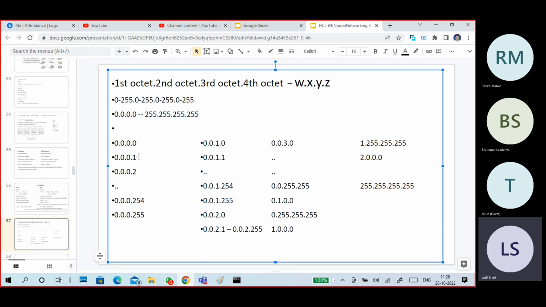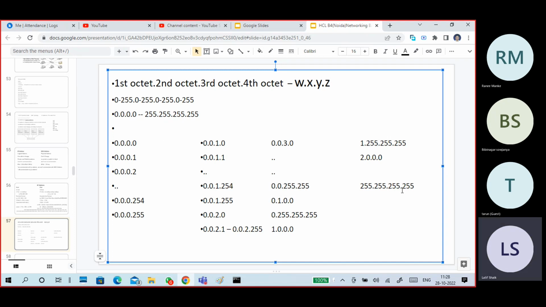You reach 254, 255, then 1.0, 1.1, 1.2, 1.3, up to 1.254, 1.255, and 2.0. Then 2.1, 2.2, 2.3, up to 2.254 and 2.255, then 3.0. It goes on like that up to 255.255, then 1.0.0.0, then 0.1.0.0, and again 0.1.0.1, 0.1.0.2. It goes on like that. Entirely, it will be completed with 255.255.255.255.